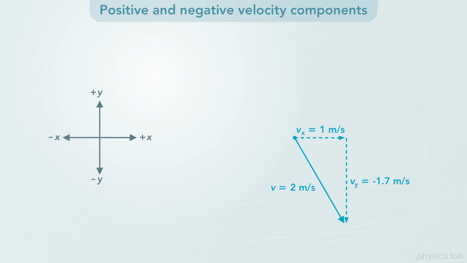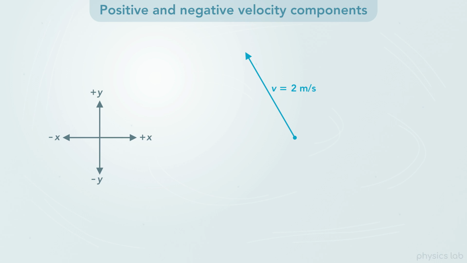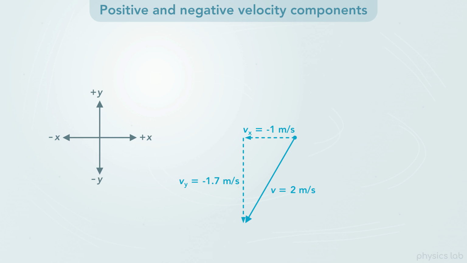so Vy is negative. If the stone is moving in this direction, then Vx is negative and Vy is positive. And if the stone is moving in this direction, Vx and Vy are both negative. Remember that we can draw the components in different places, so do what makes the most sense to you.